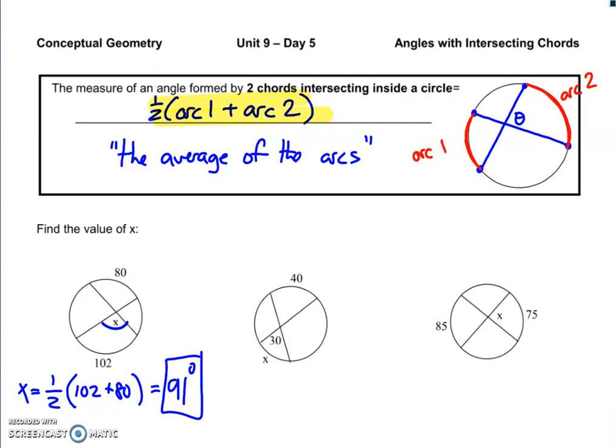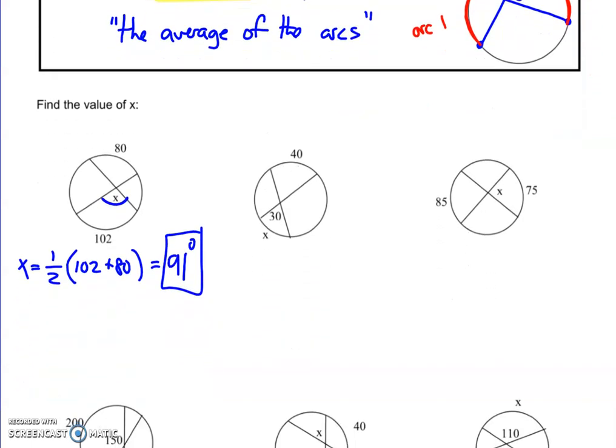Skipping the next one, let's go right to the one on the right here. This is a very similar situation. There's my angle formed by the two chords. Here are my two arcs. So to find x, I take 1/2, because I'm finding the average. 85 plus 75. I add those up, I get 160. Divide that by 2, and that would be 80 degrees.